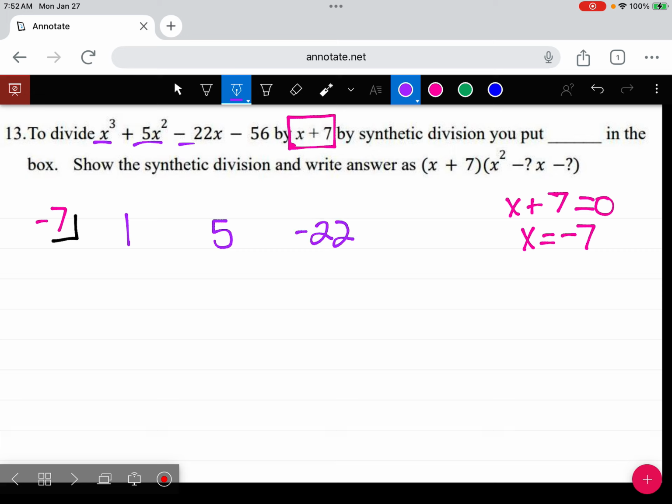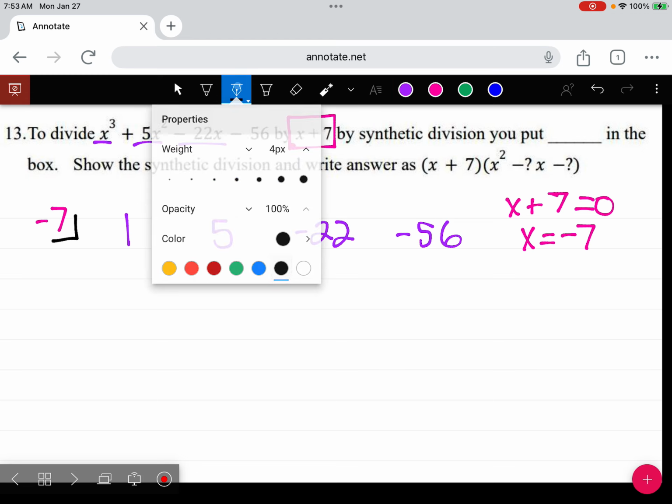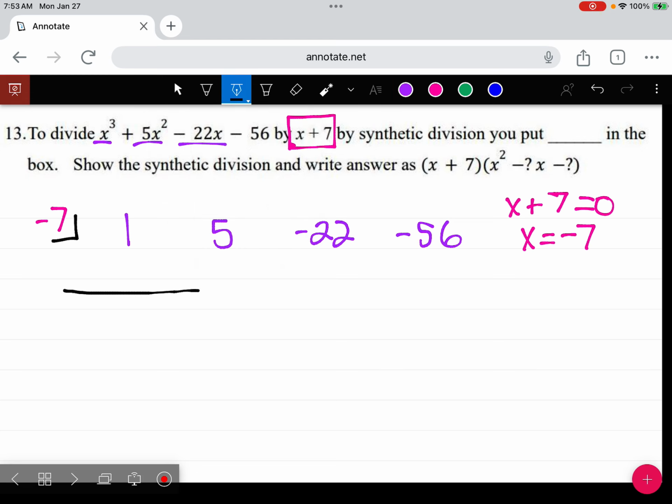-22. And -56. I'm going to leave myself a little bit of space and then I'm going to draw my line. So that's how we set it up.